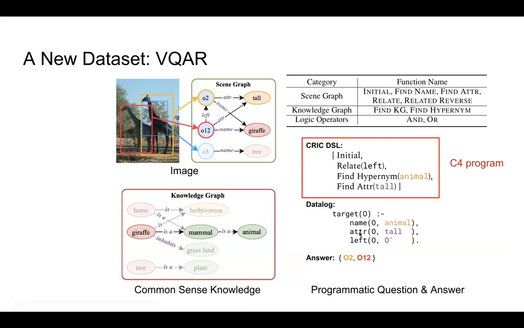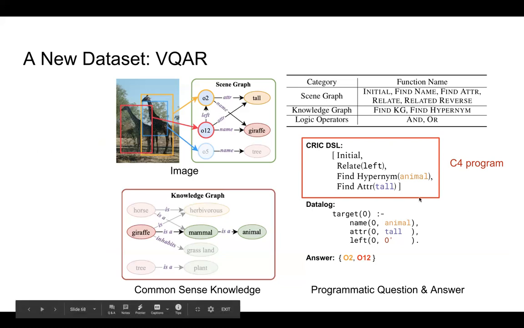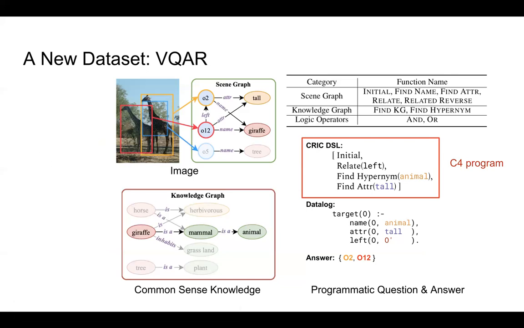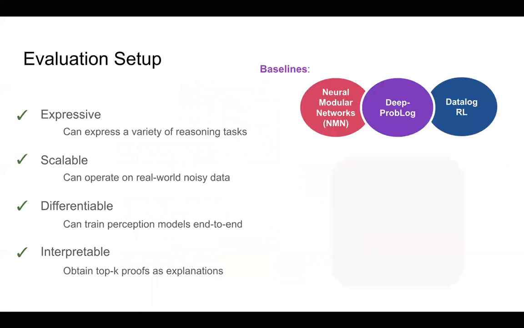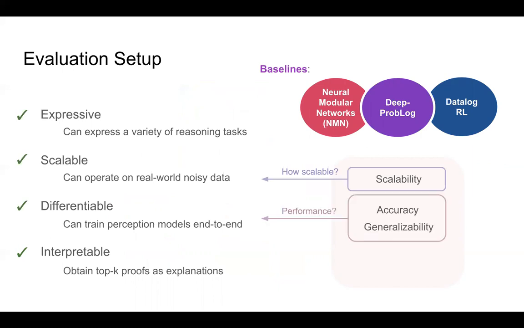And I'm going to use this notation for queries of different complexity. So this is a 4-clause functional program, so we call it C4. You see, indeed, it's a 4-clause Datalog rule here. Okay, so we'll go from C2 all the way to C6 for the complexity of our queries. So I already sort of indicated that we are expressive. I'm not going to evaluate that any further. I'm going to use these baselines here that I've shown, neural modular networks, DeepProbLog, and Datalog with reinforcement learning. I'm going to evaluate 3 things: the scalability, the performance in terms of accuracy and generalizability, and how sensitive our results are to the choice of K.